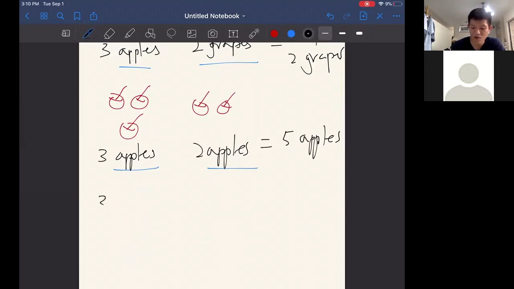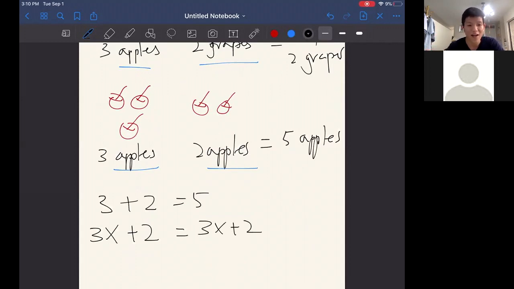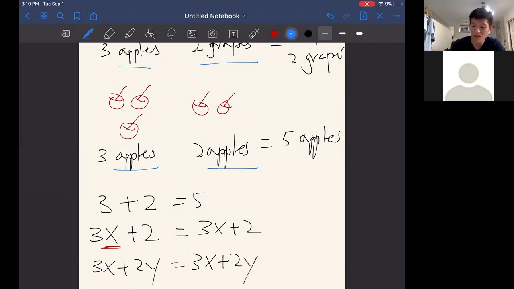If we have the numbers 3 and 2, we know we can combine them to say 5, right? Obviously. But if we have 3x plus 2, what is that equal to? Well, we cannot do anything. We still have to write 3x plus 2. Why? Because the number 2 and this x right here are 2 different things, just like apples and grapes. You cannot combine them. Or if we have, say, 3x plus 2y, that is also just equal to 3x plus 2y. Why? Because x and y are 2 different things that you cannot combine.